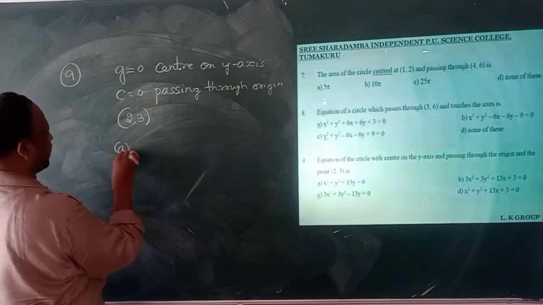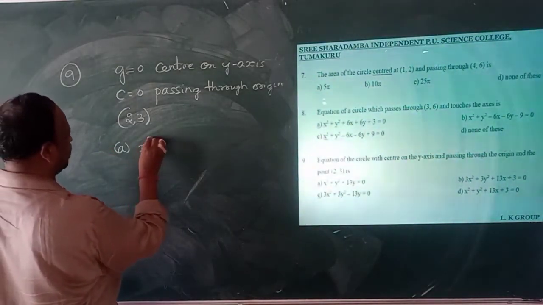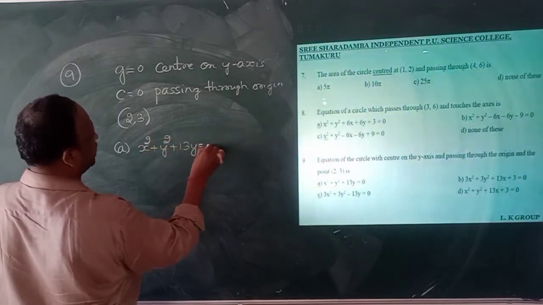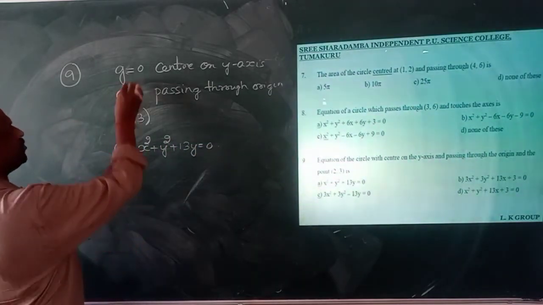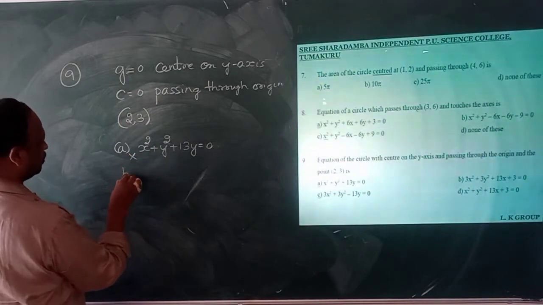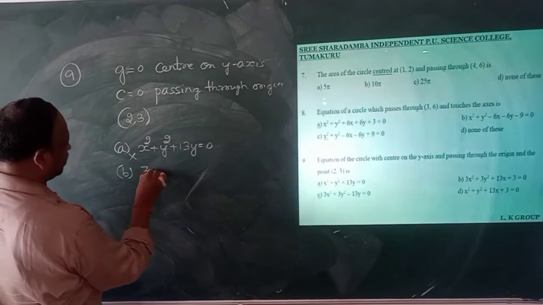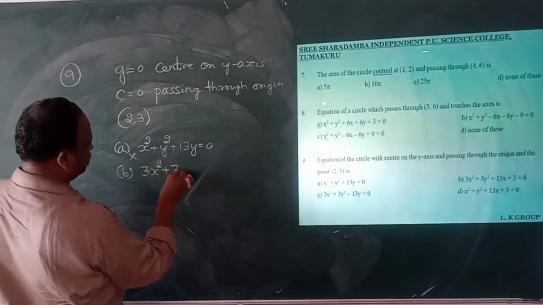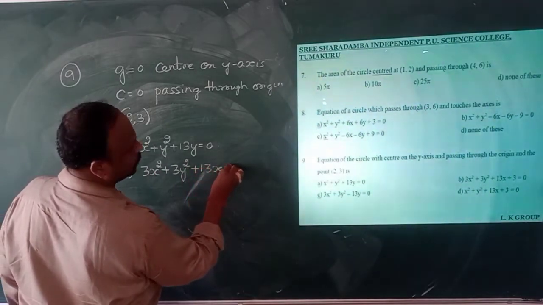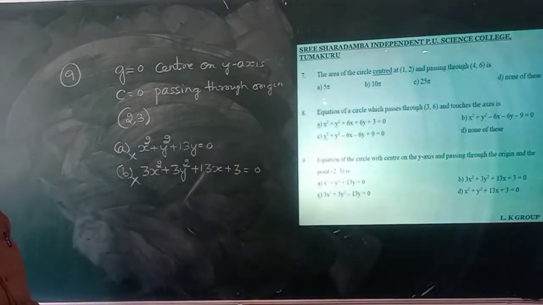Let us check option A. Option A, you can observe x square plus y square plus 13y is equal to 0. So here g is 0. If you substitute 2 and 3, you will not get 0. B, 3x square plus 3y square plus 13x plus 3. Here also if you substitute 2, 3, you won't get 0.